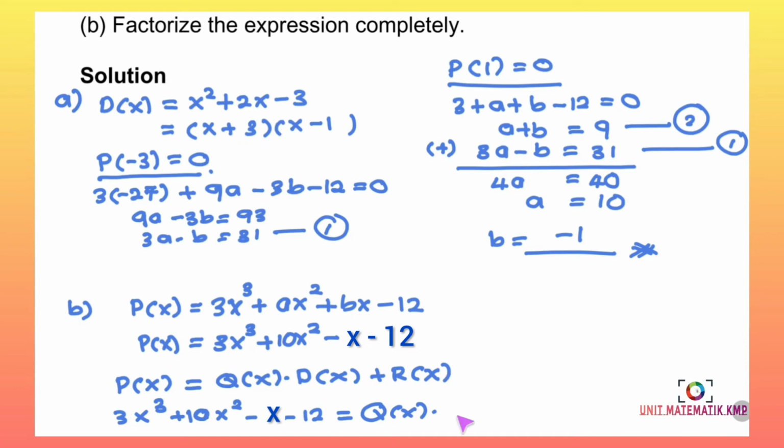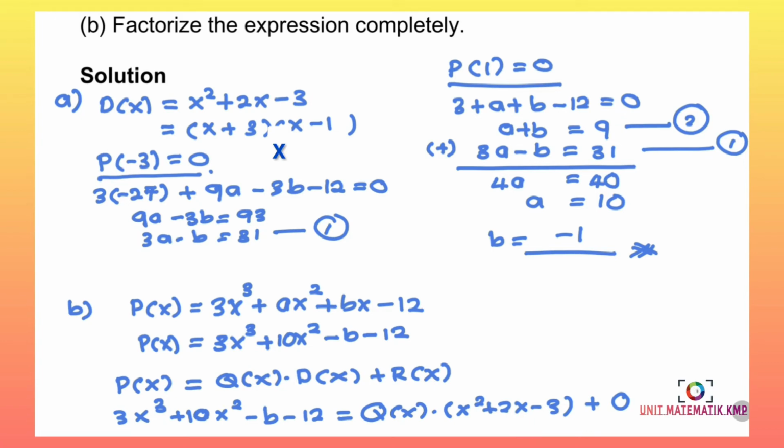So I write it in terms of the quadratic expression first. So d(x) is x^2 plus 2x minus 3. r(x), the remainder. Do we have a remainder? Okay, the remainder should be 0. No remainder because the expression is exactly divisible by the given d(x).